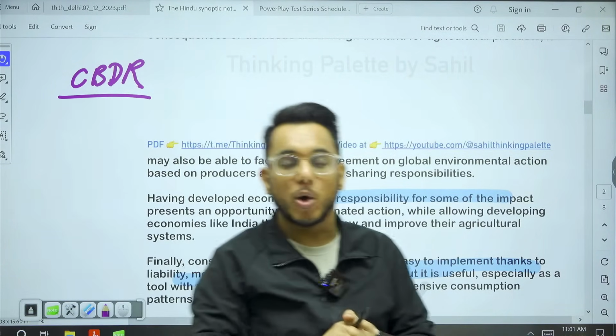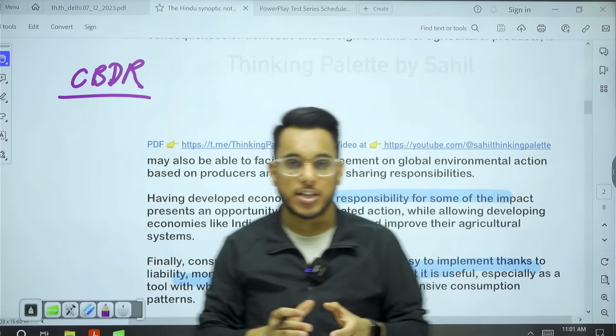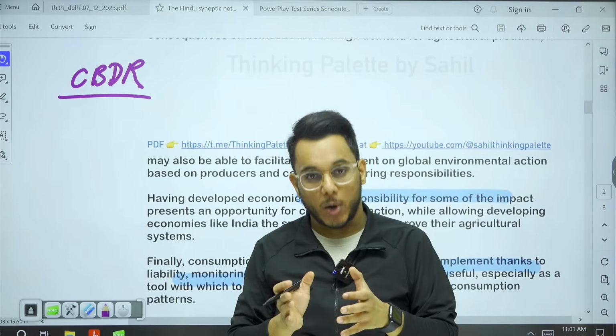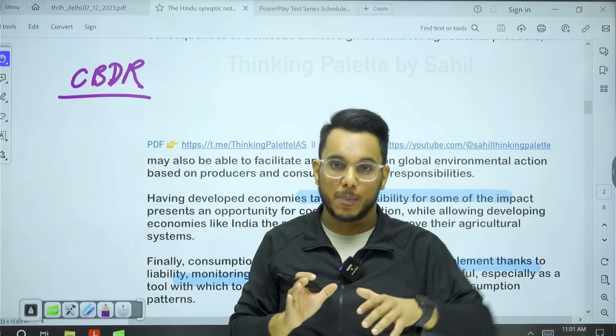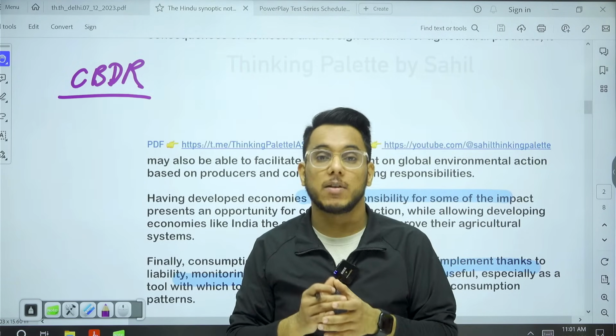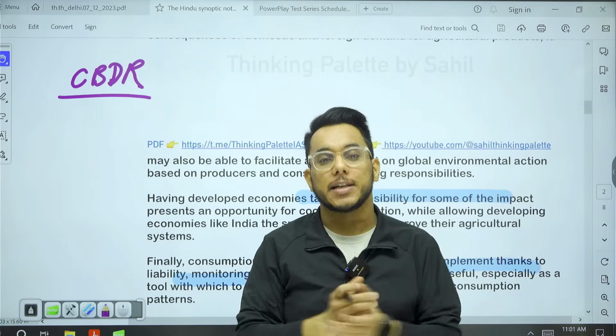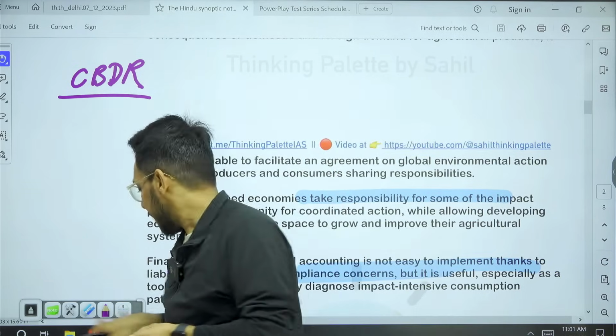It is a core principle of climate negotiations, which says that climate change is a common problem. Okay, and we need to ensure that climate change does not happen, but responsibility will be differentiated. Developed countries will do more, developing countries will do less. Okay, that is about it.